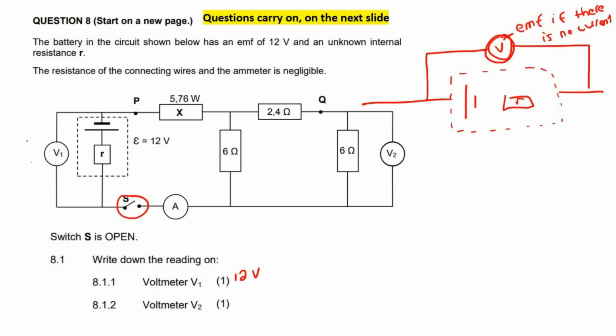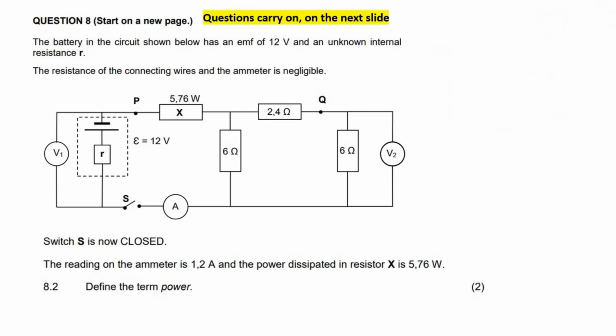But for V2, let's quickly see what will happen. Typically, if you have any other voltmeters connected anywhere else in the circuit, those voltmeters will have a value of 0. So for this one, we will just say 0 volts. But if it's the voltmeter that is connected across the battery, then that one will always read the EMF of the battery.